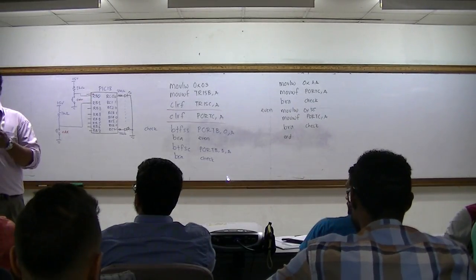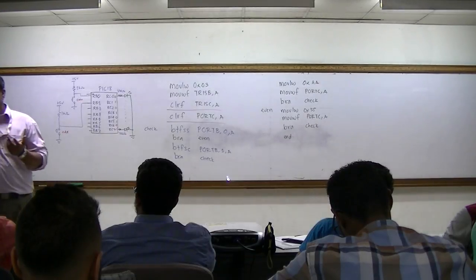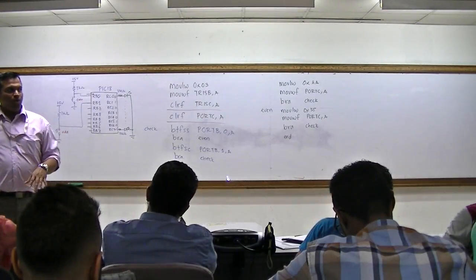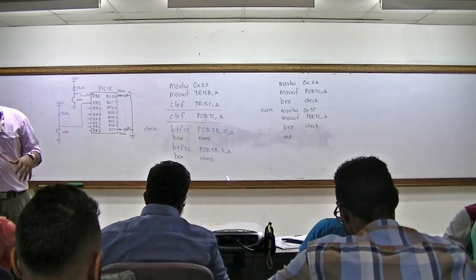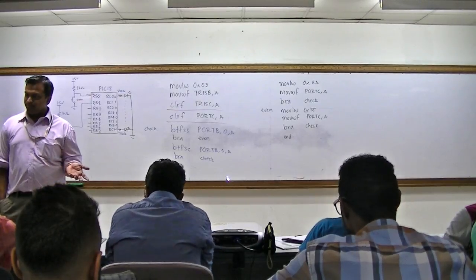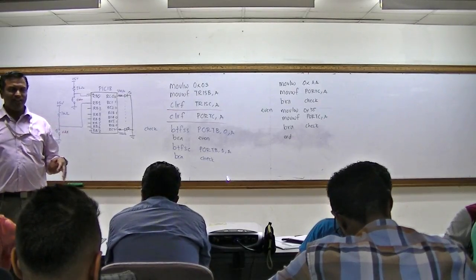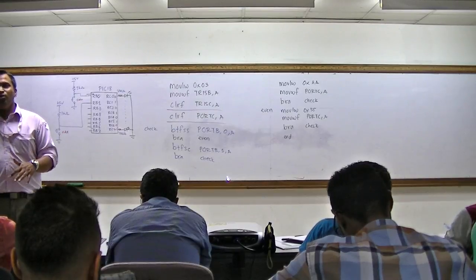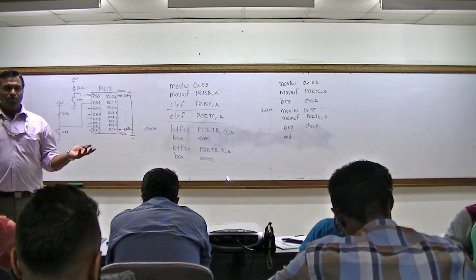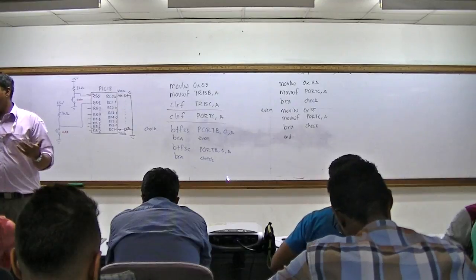So just to recap, as I mentioned, chapter 7 is very easy. It's about input output ports. To use an input output port, you need to configure the port. How do you configure it? By configuring the TRIS register. Each port has its own TRIS register. So 1 means it becomes input, 0 means it becomes output.